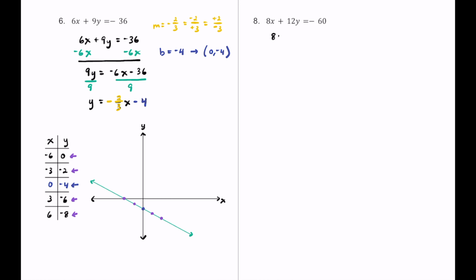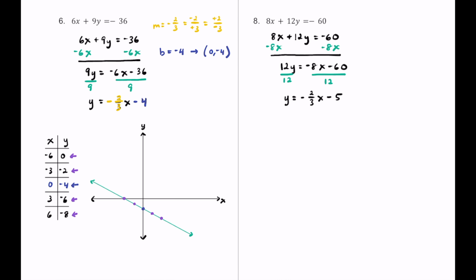For number 8, we have 8x plus 12y is equal to negative 60. Now let's go ahead and get y alone. So let's take away 8x and take away 8x. If we go ahead and do so, those 8x's will cancel out. We're left with 12y is equal to negative 8x minus 60. Then we need y alone, so let's go ahead and divide by 12 and divide by 12. 12 divided by 12 is 1, so we have 1y equals. 8 and 12 can both divide by 4, so that's going to be negative 2/3 x. And then 60 over 12 is going to be 5, so it's going to be negative 5.